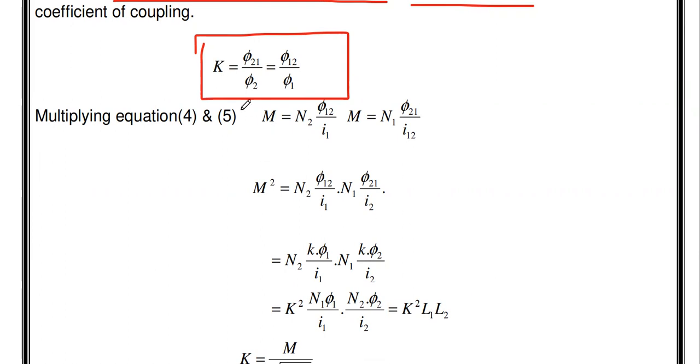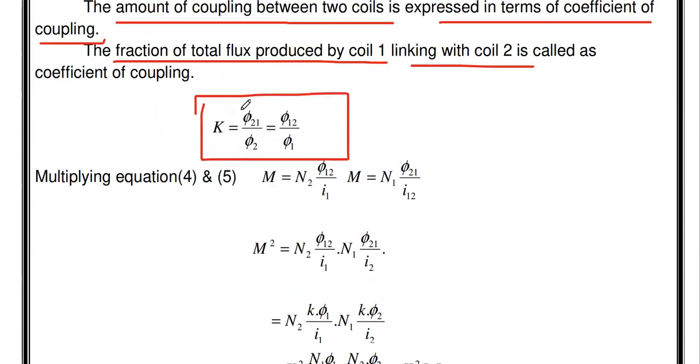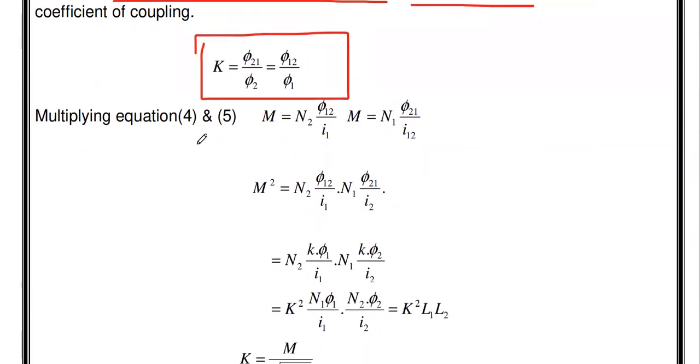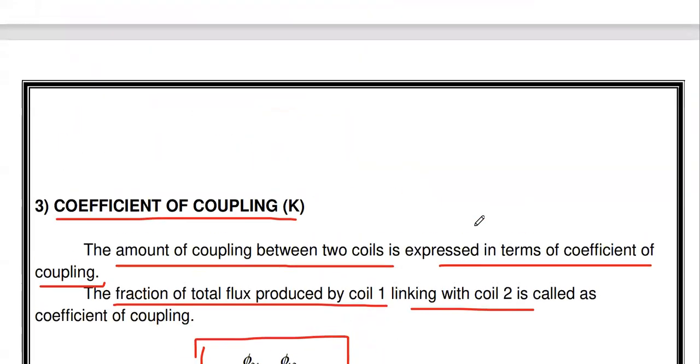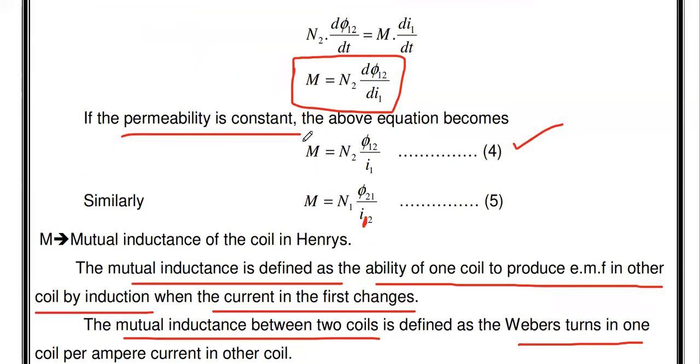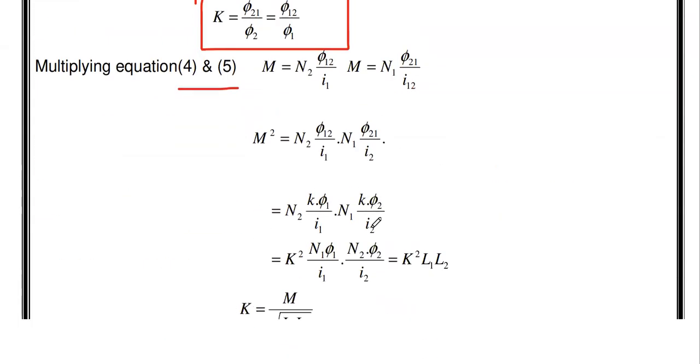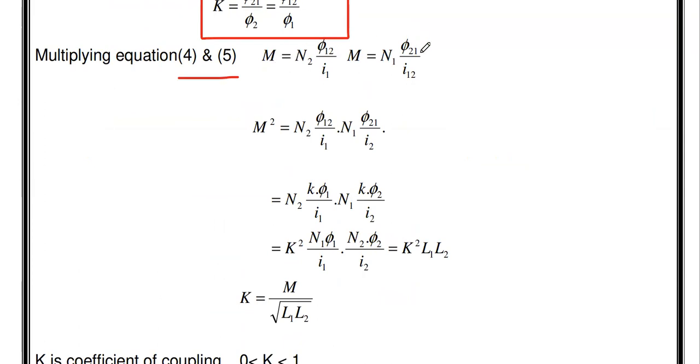In order to derive the relation between K, L and M, first we take the mutual inductance formula from the above fourth and fifth equations. Already we derived the mutual inductance: M is N2 phi 12 by I1, or N1 phi 21 by I2. This is also M, this is also M. You just multiply these two equations. If you multiply on the left side, M into M, M squared.